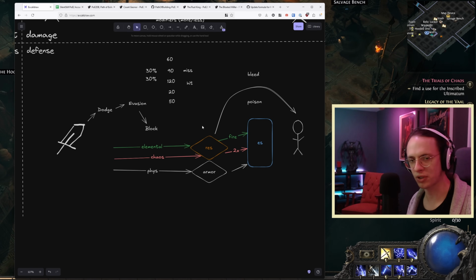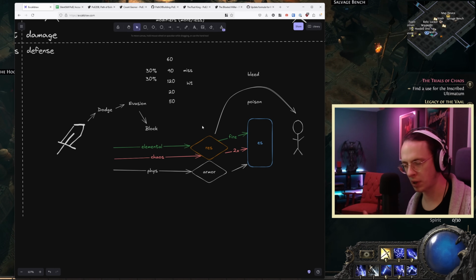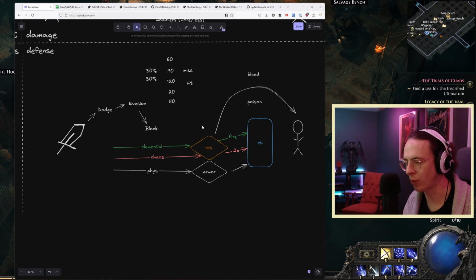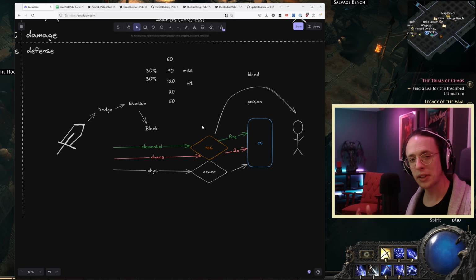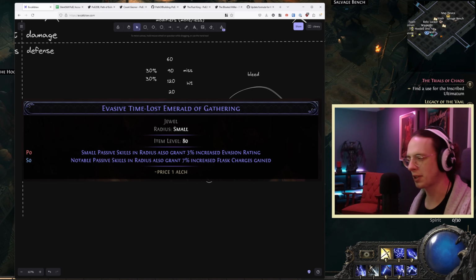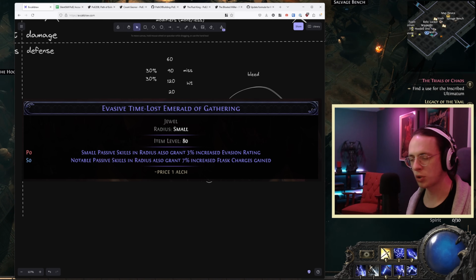So all of your percentage evasion increases from all of your jewelry and the passive tree and all those places, those all get added together into one big sum and then multiplied by your base evasion rating to give you your overall evasion increase. Finally, there are also jewels which will modify the local area's evasion enhancement on the passive tree. I'll put a link up on the video here so you can check one of those out as well. But those are the main ways which you'll be increasing your evasion rating overall.